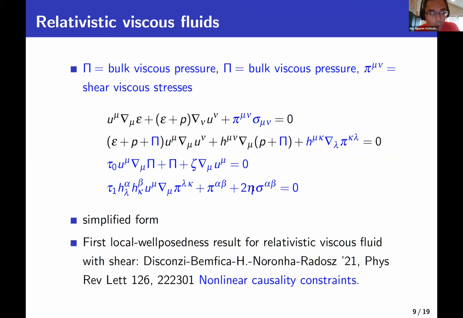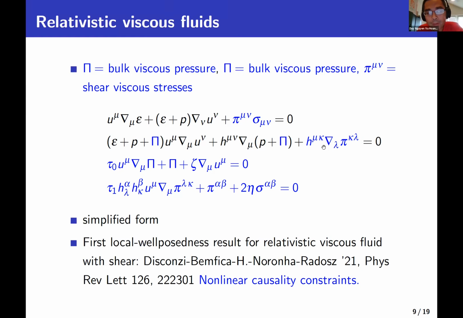And here are the equations. The equations of motion are modified. The first equation is still the conservation of energy, but you have this additional term here. And then you have the relativistic Euler equation, which has additional contributions. You have this capital Pi, which we call the bulk viscous pressure. That will modify your ordinary hydrostatic pressure. And then you have the shear stresses.